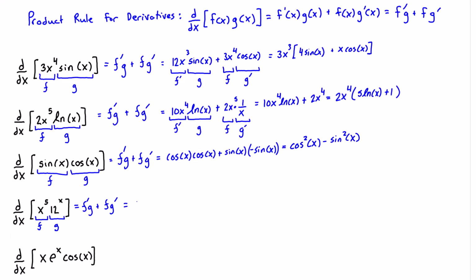So let's take f prime. So for the power function, we're going to bring down the exponent. This will be 5x to the power of 4 times g, which is 12 to the power of x. And then for the second part, we're going to have f, which is x to the power of 5 times g prime.